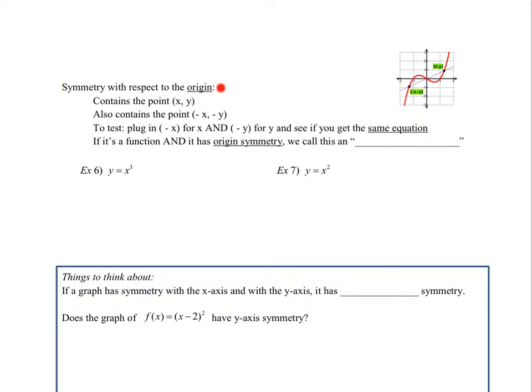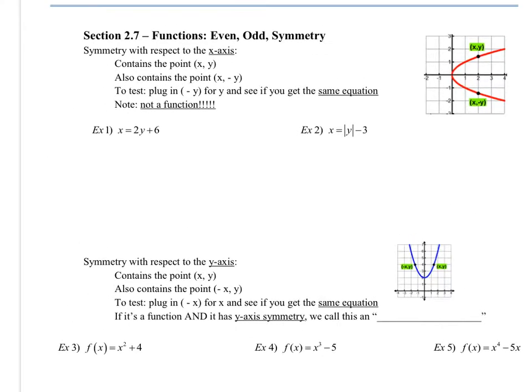And then the last one we're going to talk about here on this video is symmetry with respect to the origin. And that one is a little bit different, and we'll talk about that one once we get to it. But that basically means that you can flip your graph, you can rotate it 180 degrees, and the graph will look the exact same. So a little bit different. It's not exactly a line of symmetry, but we'll talk about that when we get to it.